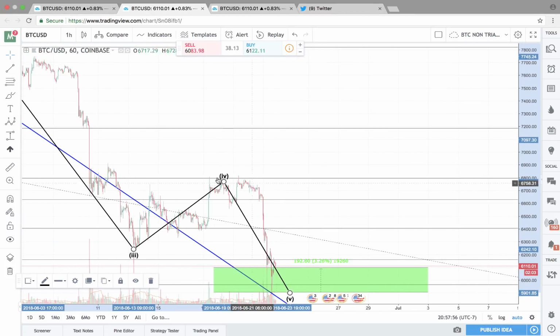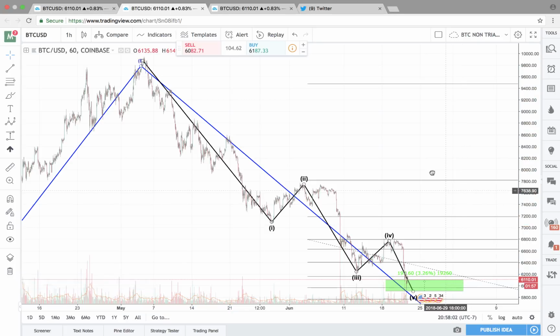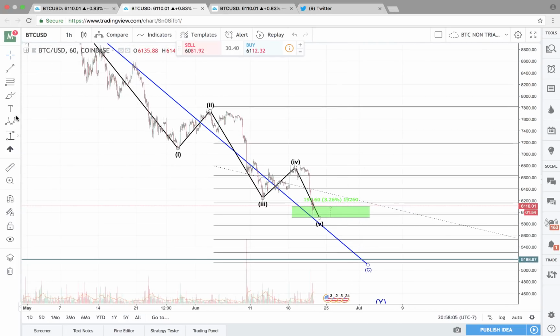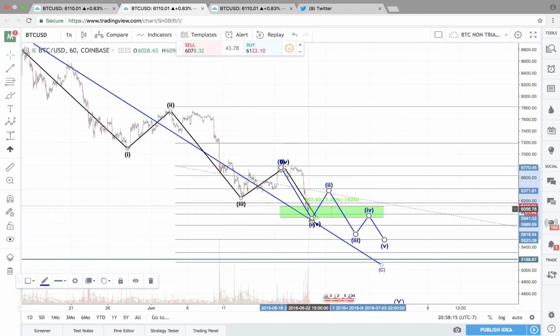I believe that this structure right here is actually going to be our first subwave of 5, and that we will continue further down to that 5.4 to 5.5K target with something like this: a first, a second, a third, a fourth, and a fifth, right around my 5.4 to 5.5K target. So this is possible. It's possible that we bounce here and we continue up, but I'm not betting on it.